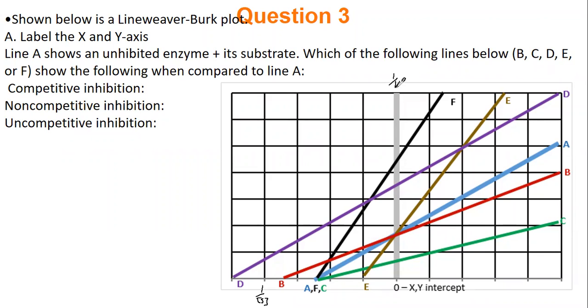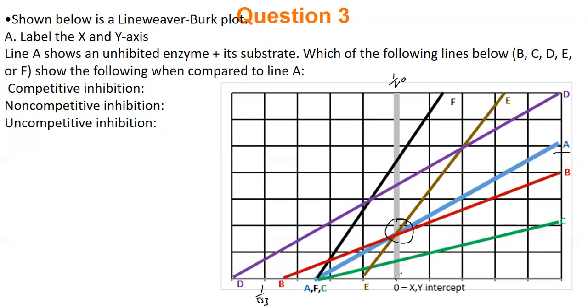Now line A, the blue line, is regular enzyme and substrate. And I have a bunch of different lines here. Compared to line A, which line is showing competitive inhibition? So competitive inhibition, Vmax does not change. So we should all cross on the y-intercept. So line A goes for the y-intercept here. So I have 2 lines to choose from for competitive, B or E.